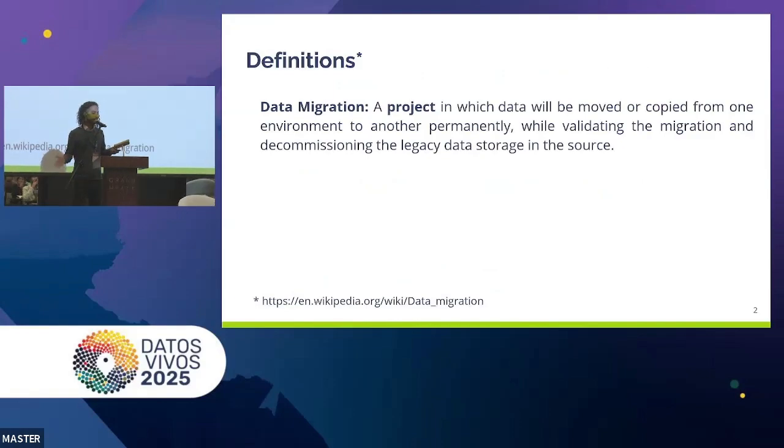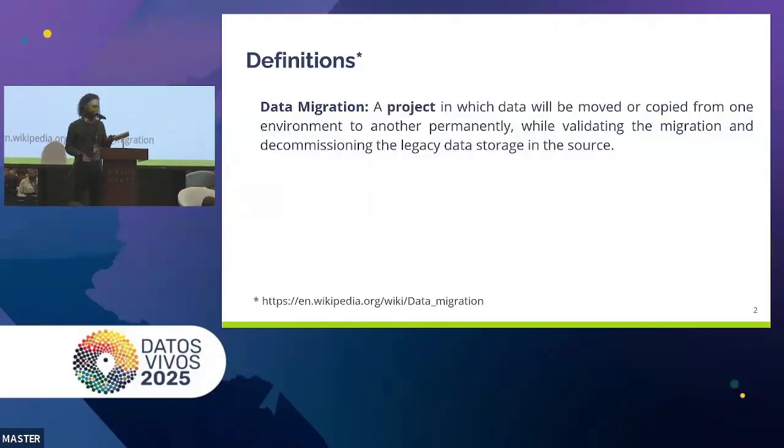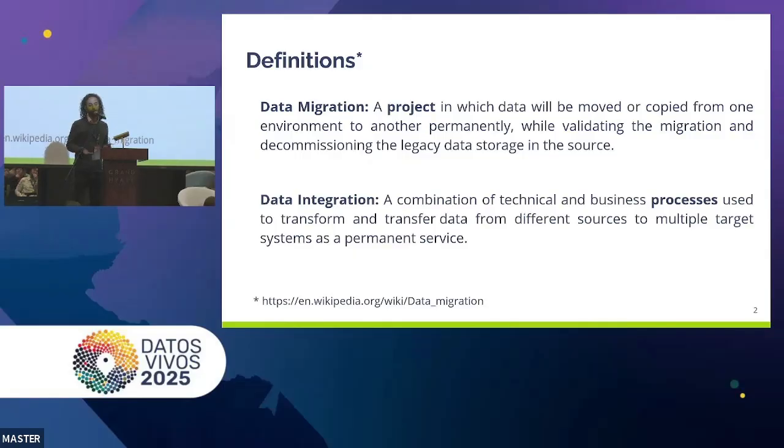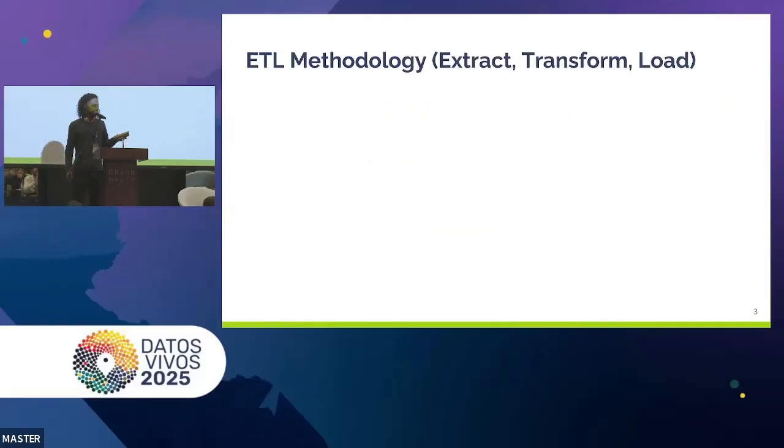First off, starting with some definitions. Data migration is more or less a project in which you permanently move or copy data from one place to another, while data integration is a permanent process in which you can apply multiple data migrations. There is a methodology in the industry to apply data migration and data integration. One of them is called ETL, which stands for extract, transform, and load.